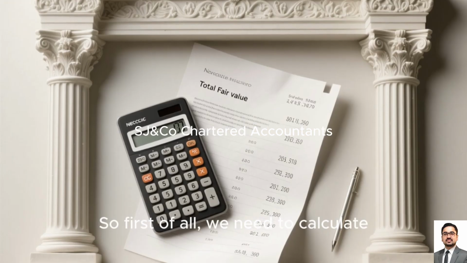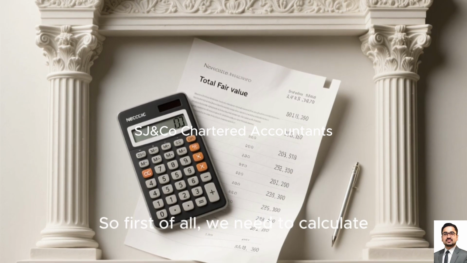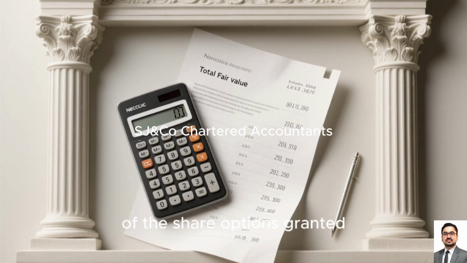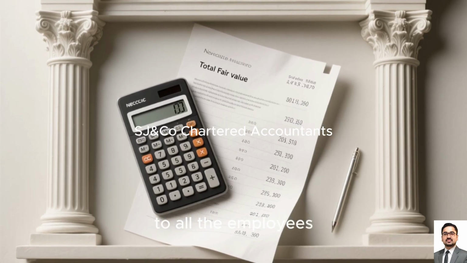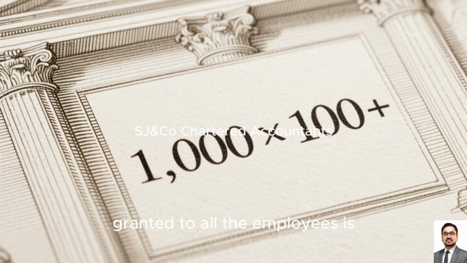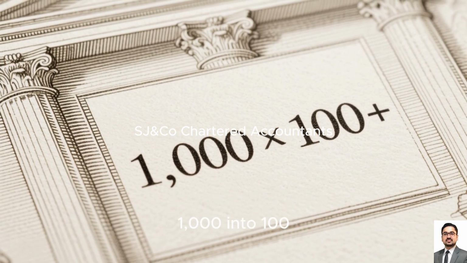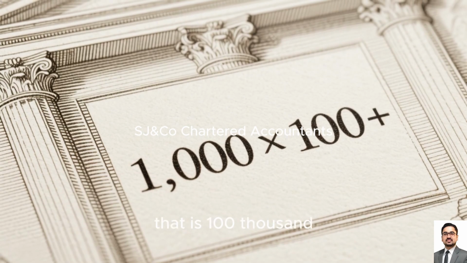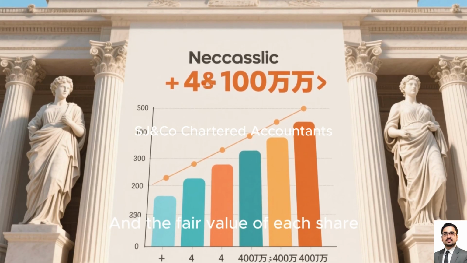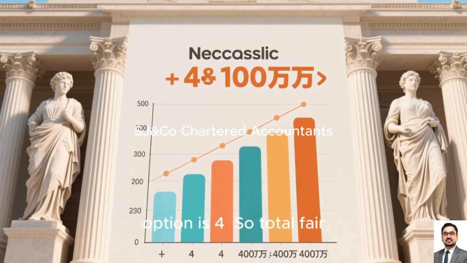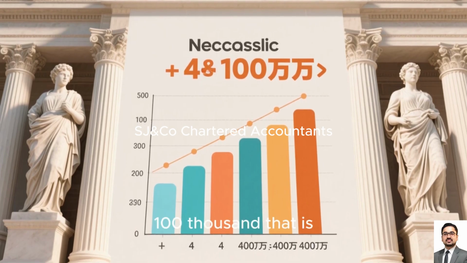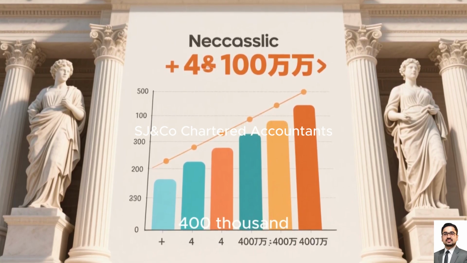option. So first of all, we need to calculate the total fair value of the share options granted to all the employees. The total number of share options granted to all the employees is 1,000 into 100, that is 100,000. And the fair value of each share option is 4. So total fair value will be 4 into 100,000, that is 400,000.